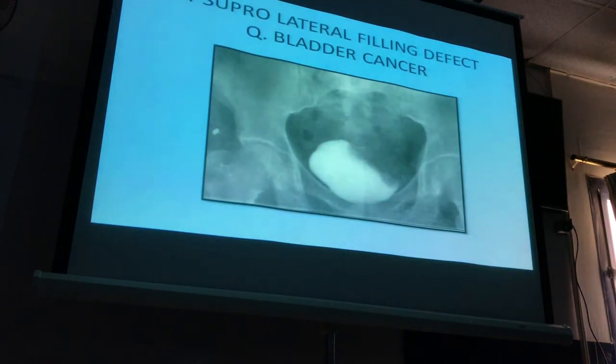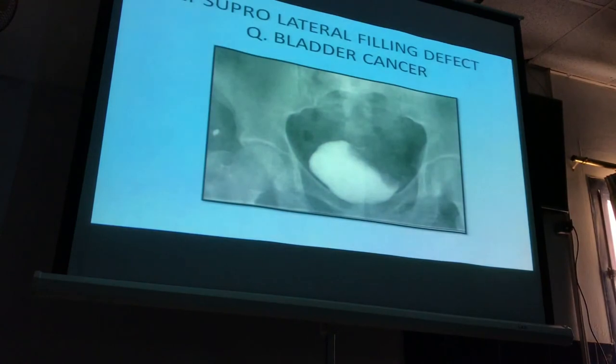This is an example of the cause that leads to terminal hematuria. Why? Because it is in the urinary bladder. So hematuria will occur at the end during a contraction of the urinary bladder. This is a filling defect, a regular filling defect in the urinary bladder, occupying the left superior lateral wall. This is a bladder carcinoma.